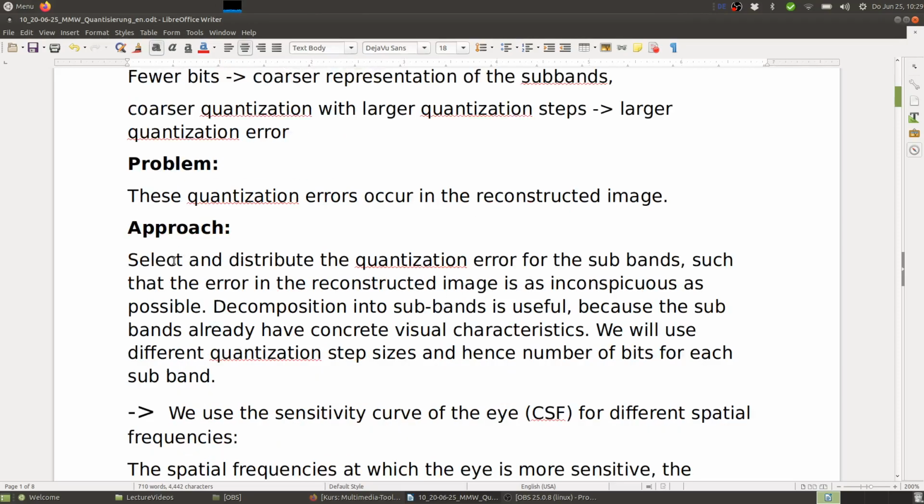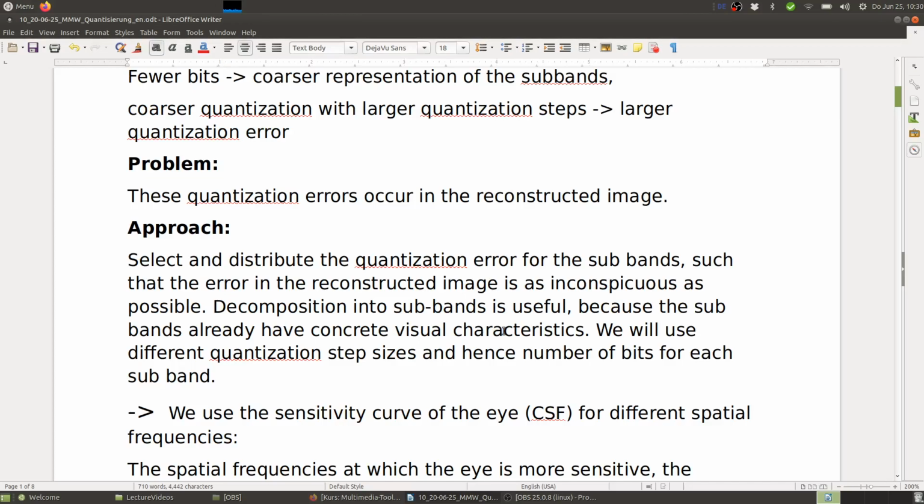The approach is to select and distribute the quantization error for the subbands such that the error in the reconstructed image is as inconspicuous as possible. So best case, we don't even notice. Decomposition into subbands is useful because the subbands already have concrete visual characteristics.